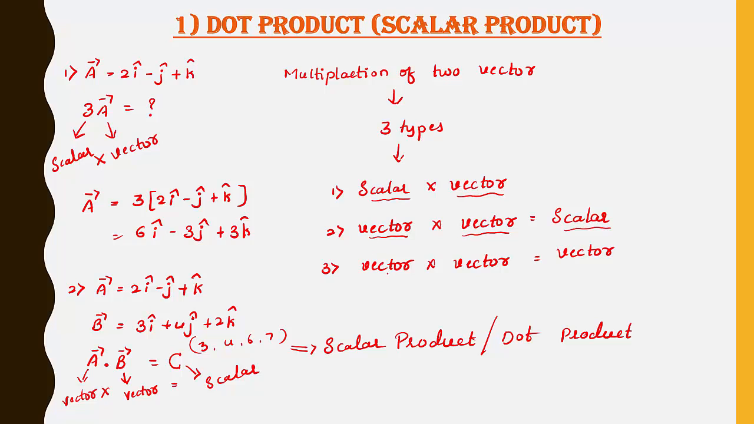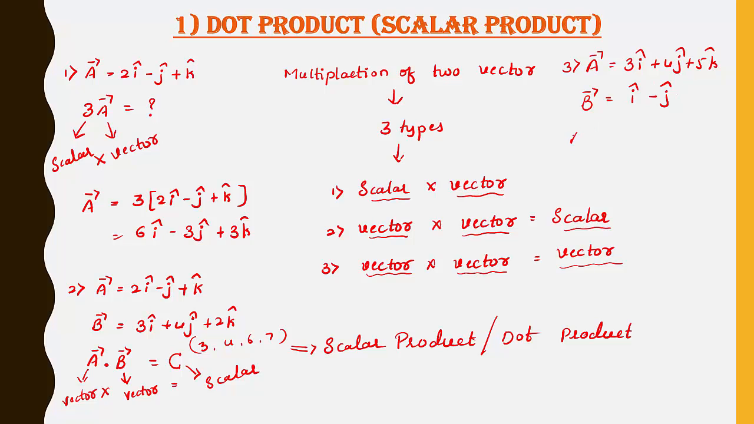Then come to the third type of multiplication: vector multiplied with vector, but the answer is again a vector quantity. See, here I am going to write an example. Vector A is equal to, I am going to consider again, 3i cap plus 4j cap plus 5k cap. This is the value of vector A. Vector B is equal to i cap minus j cap. This is the value of vector A and vector B. If there is no third term, then we can take it as 0.